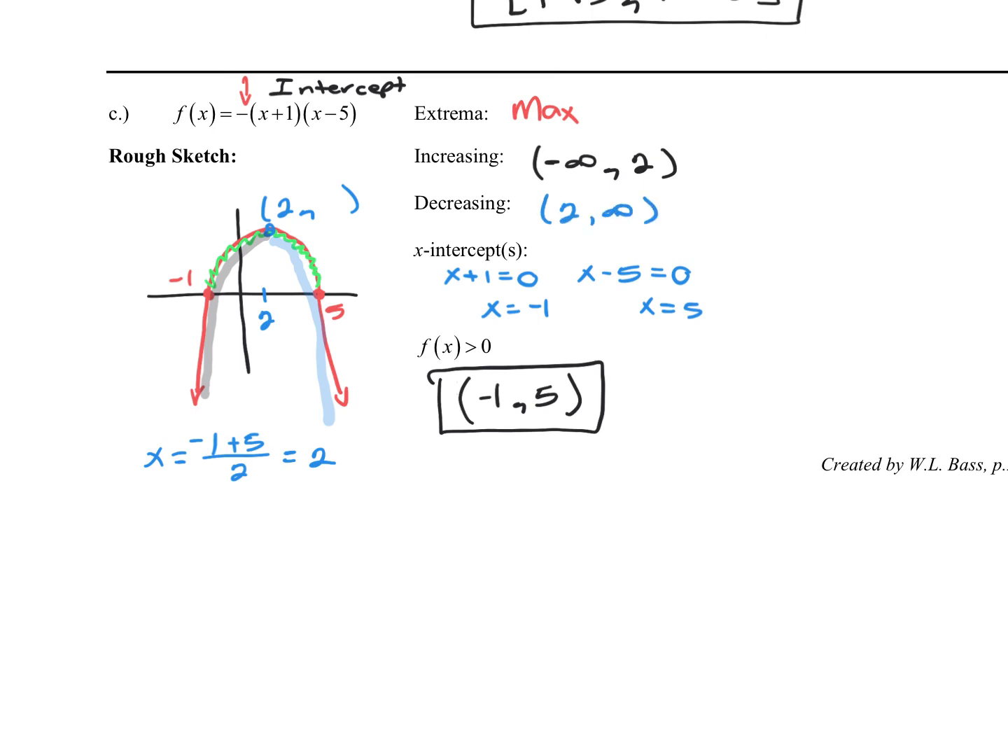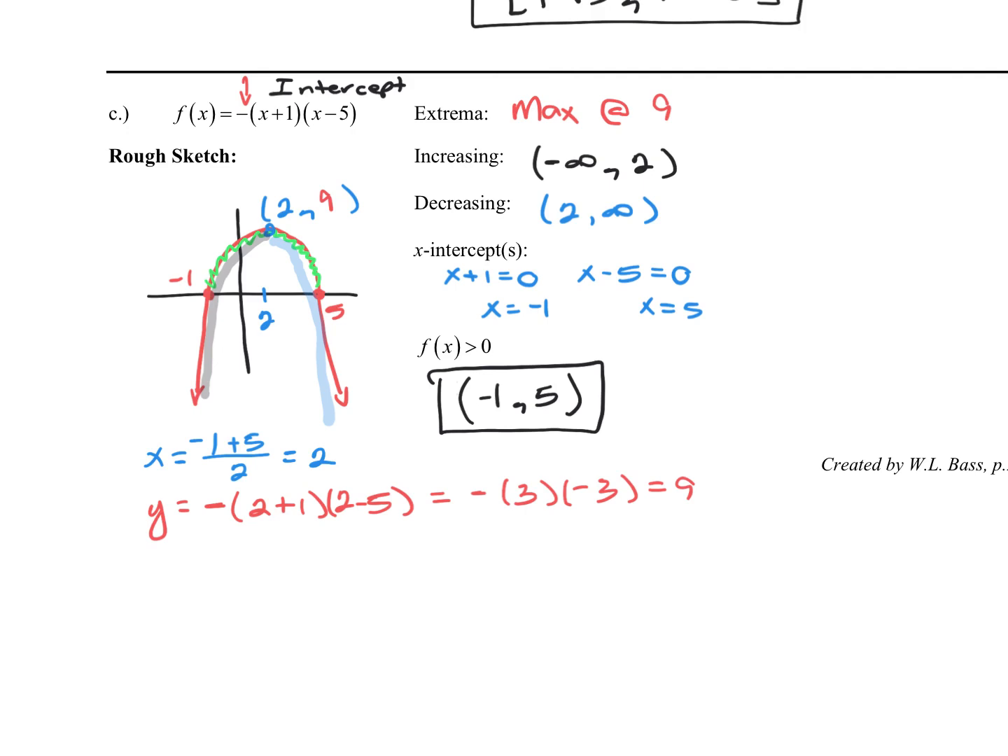So the last thing that we need to do is figure out what is this actual max value. We need to take this 2 and substitute it back in. So we can finish off this max value by finding the y coordinate of the vertex. We're going to have a negative, then a 2 plus 1 and a 2 minus 5. I can see that that's going to give me a negative 3 times a -3, which is a nice positive 9, which makes sense for the graph that we've sketched. So our extrema is going to be a max at 9.